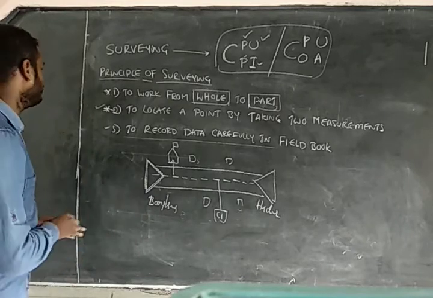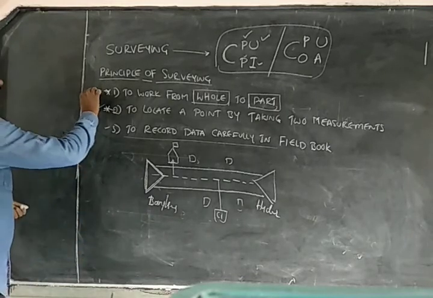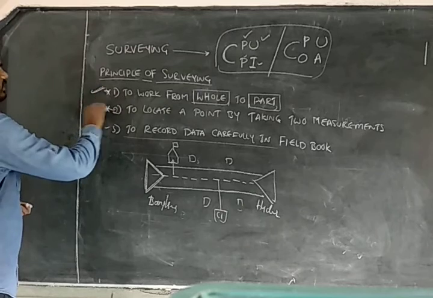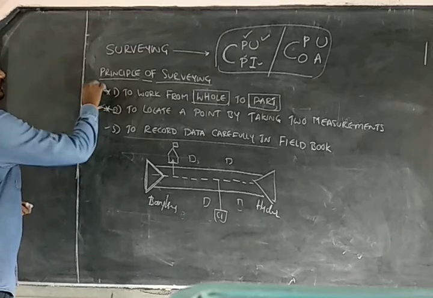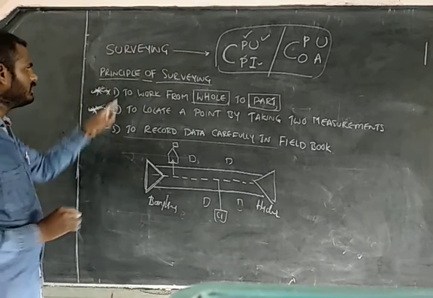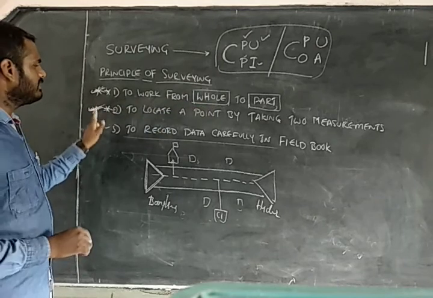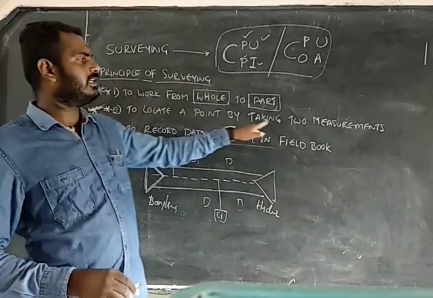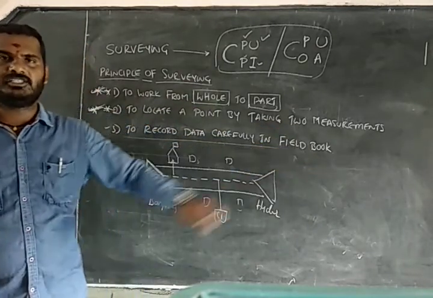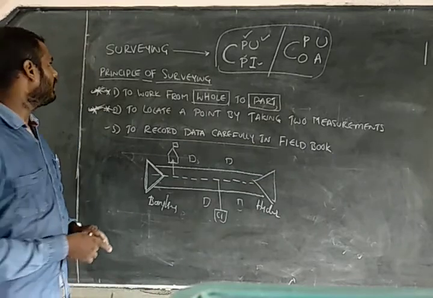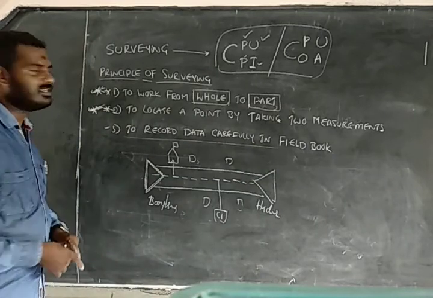But in most of the cases, we just go through the first and second principle. Why? Because these two are very, very important. First one is to work from whole to part, and second one is to locate a point by taking two measurements, at least two measurements. Okay. So by this session, we have completed the principles of surveying.